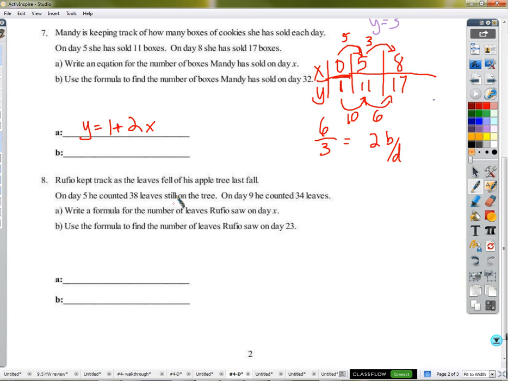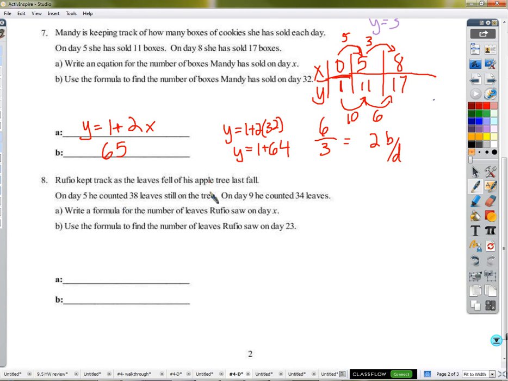And now we're going to use the formula to see how many she sold on day 32, so we just need to plug 32 in there. Y equals 1 plus 2 times 32. Y equals 1 plus, this is going to be a 64. And so on day 32, she sold 65 boxes.